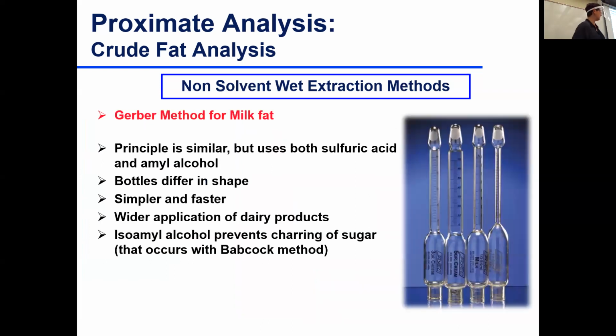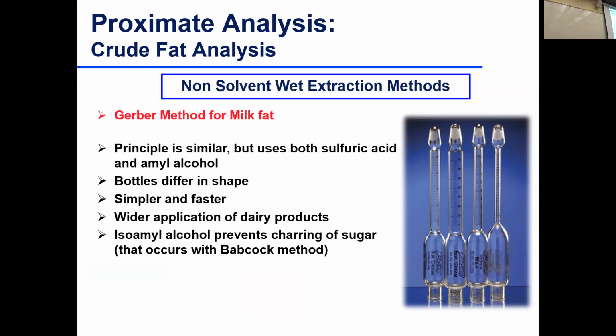Gerber method is very, very similar. It does just have a different shape of the flask. And it uses, in addition to sulfuric acid, amyl alcohol, so isoamyl alcohol specifically. If you have sugar in your sample, it will prevent charring of the sugar.